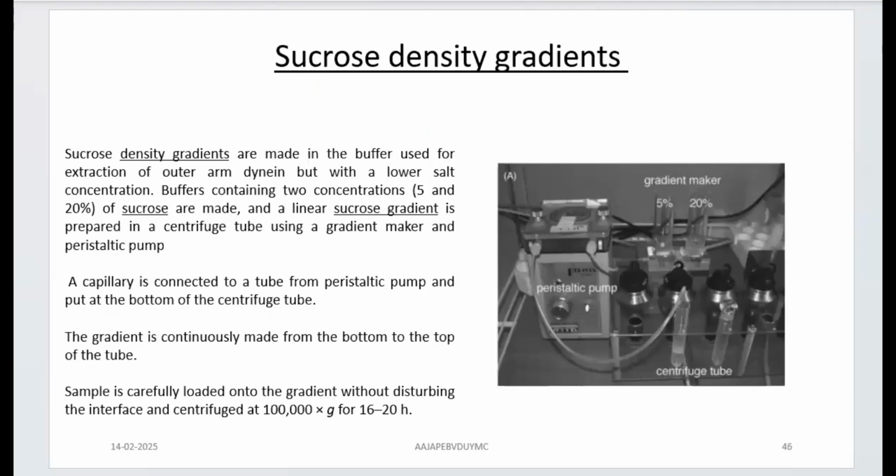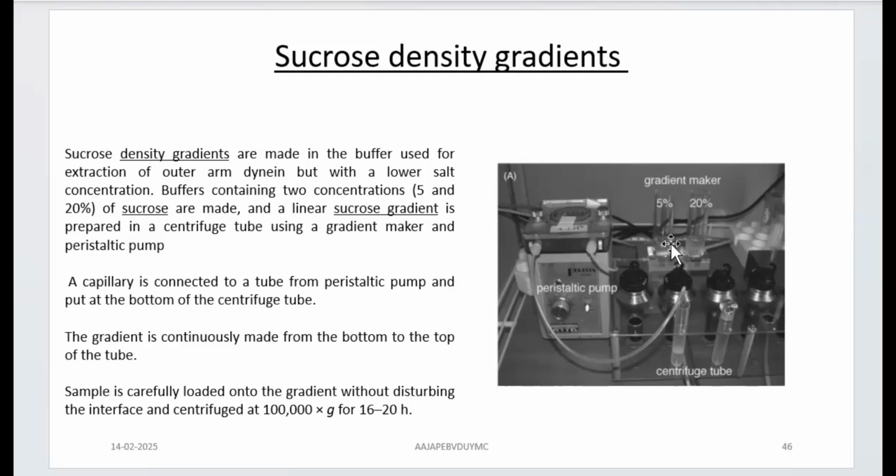Now, how to prepare the gradient? For example, we take the example of sucrose, the most commonly used sucrose gradient. Now here it is prepared in a centrifuge tube. It can be done manually or it can be done with the help of automated machines. So here you have a gradient maker and a peristaltic pump. The pump is to push the particular sample into the holder tube. Now what is the sample here? The sample here is nothing but the 5% sucrose solution, 20%. Are you able to see these two tubes? One is labeled as 5%, another is labeled as 20%.